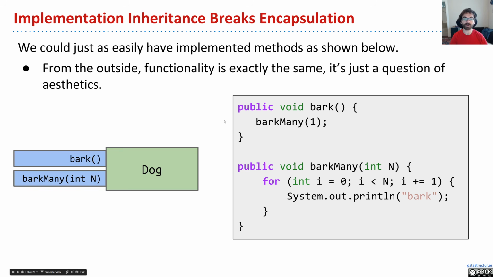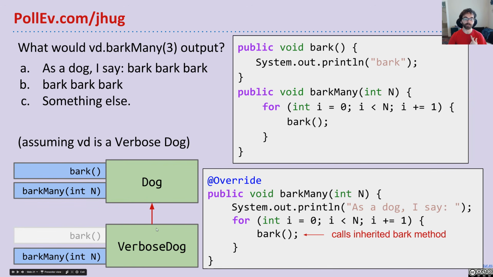So here's where inheritance causes trouble. Even though I may not even have the source code to Dog, even though it's built into Java, I can write my own dog class. So maybe I write one called VerboseDog. And what is VerboseDog? Well, it's a class whose barkMany method starts off by saying, "as a dog I say," and then calls the bark method multiple times.